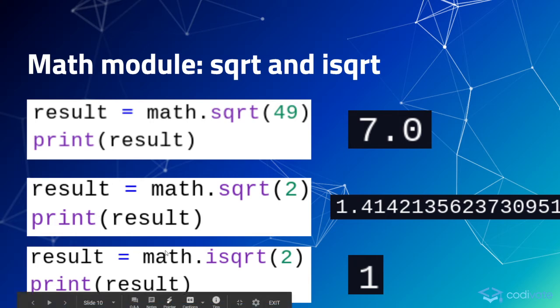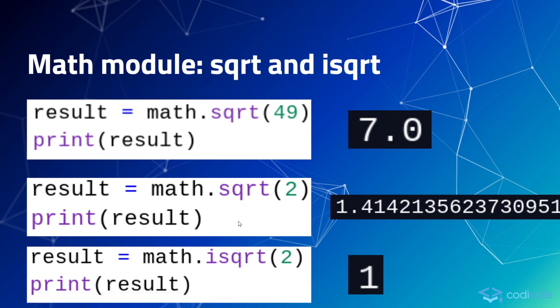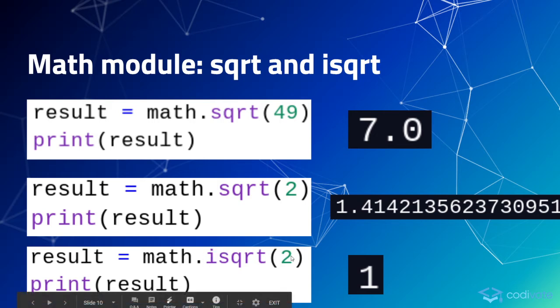But the thing is, if we wanted to get the integer square root, for example, we didn't want this 0.0 here, then we have to use a different method. We could use the isqrt method. You could basically think of this as I for integer square root. What this will do is take whatever result we get by doing the regular square root function, and then it will round down.